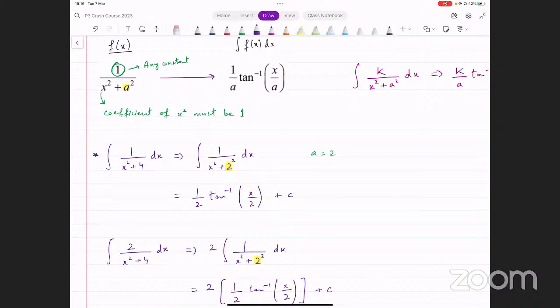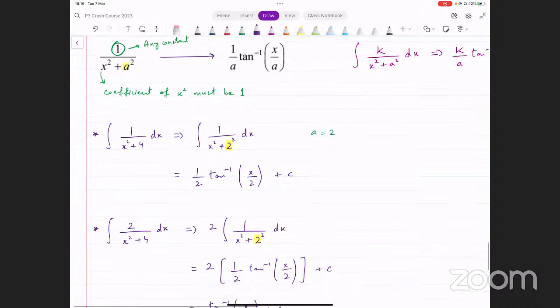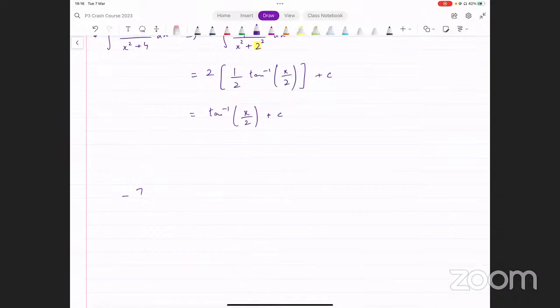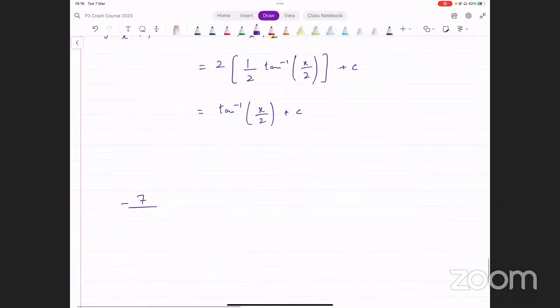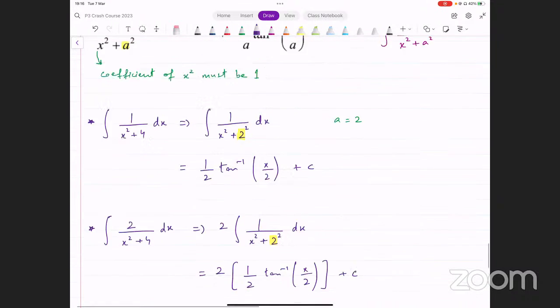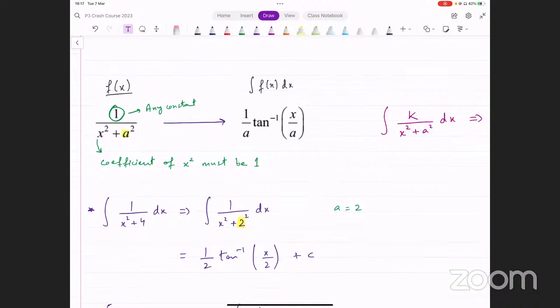Now let's take another example. So we looked at two examples already. We have something now. For instance, we want to integrate -7 over x squared plus 3. We want to integrate this with respect to x. Now, again, let's compare with the form that we had there. Just copy that here.